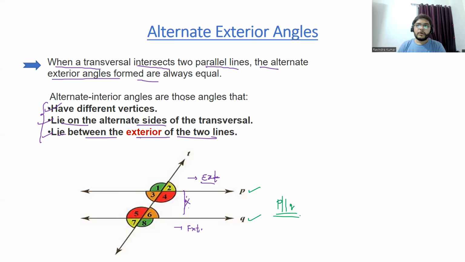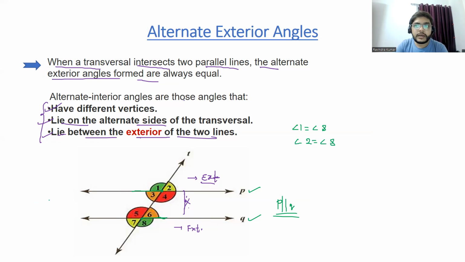Okay. So what are the alternate exterior angles here? You can say this angle 1, the side of angle 1 is this, and the vertex is this, and angle 8, the vertex is this and the side is this. So the criteria is fulfilled here. So you can say angle 1 is equal to angle 8. In the same way, you can say angle 2 is equal to angle 7.